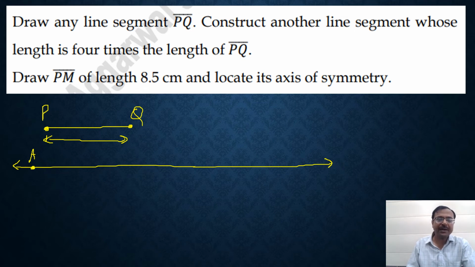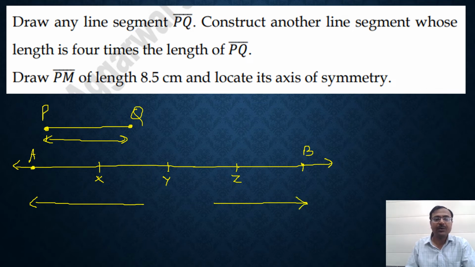Start marking from A, the first arc, from X, the second arc with the same radius, obviously. This is Y. From Y, the third arc, this is Z. And from Z, the fourth arc. Now this point will be B, and this entire line segment from A to B will be 4 times PQ. Now this is how you need to draw line segments which are of comparable length as compared to a given other line segment. So this is question number 3.